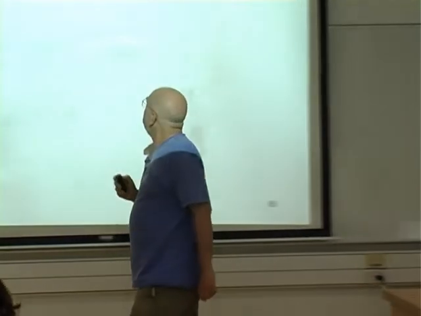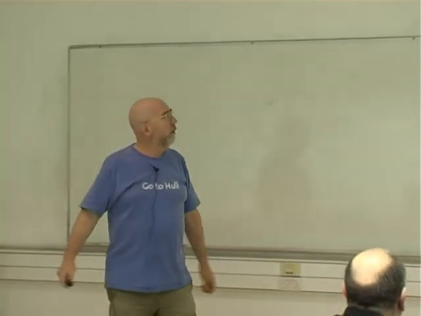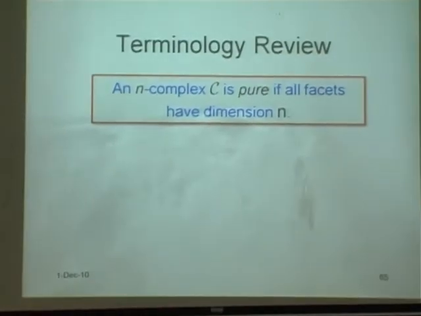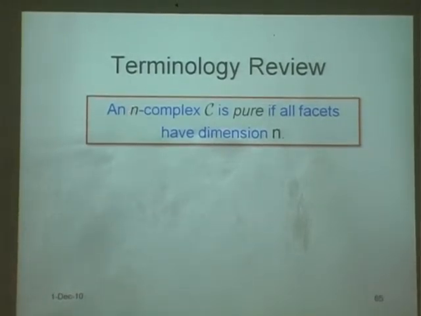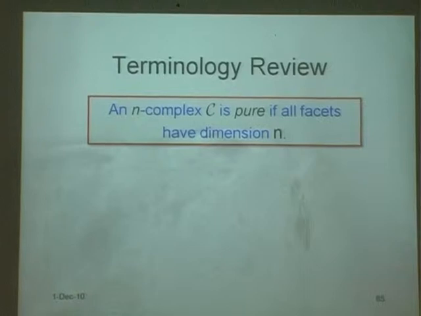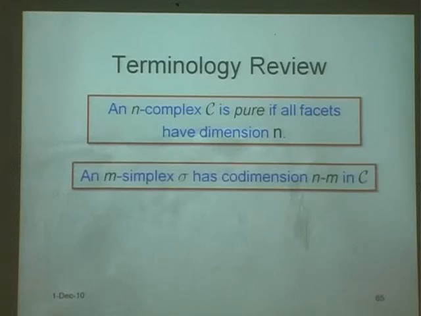Okay, so terminology review. Let's say an n-complex is pure if all of its facets have the same dimension. So n-complex means the largest facet has dimension n. Pure means they all have dimension n. And everything we talk about here, at least in this lecture, not in the entire course, the complexes are pure. But I'm going to mention it just so that the theorems are correct.